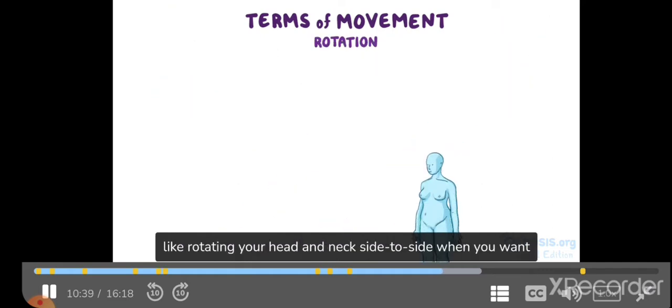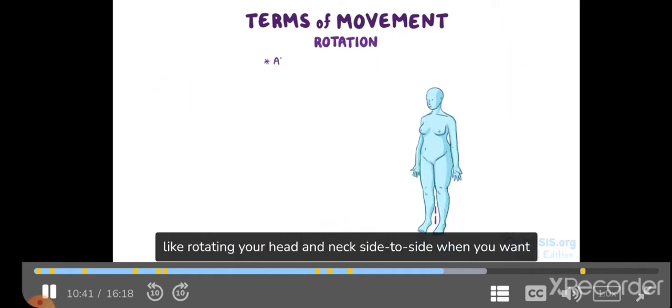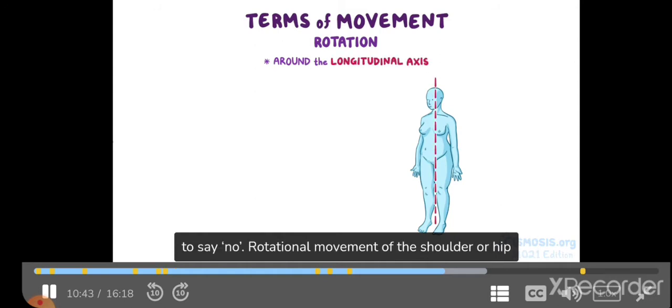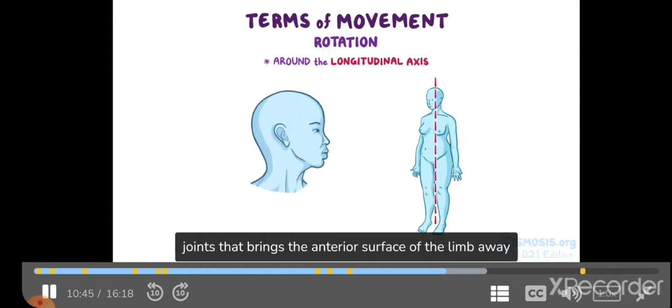Rotation may sound the same, but it actually involves movements that are done around the longitudinal axis of the body, like rotating your head and neck side to side when you want to say no.